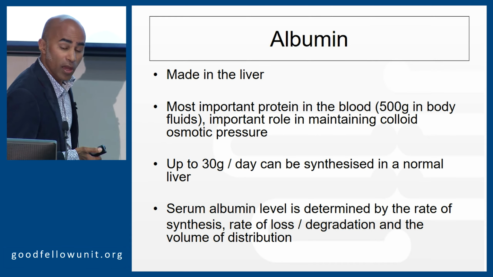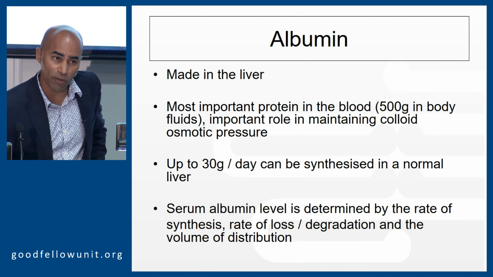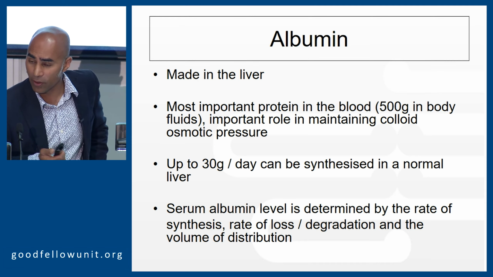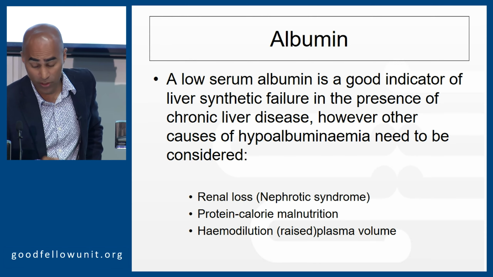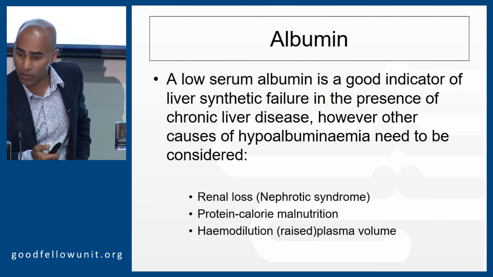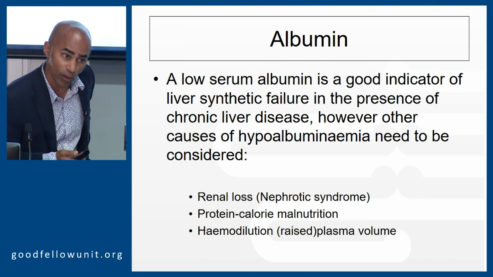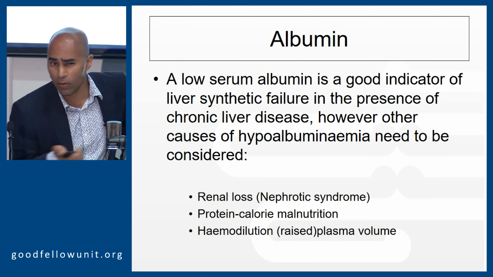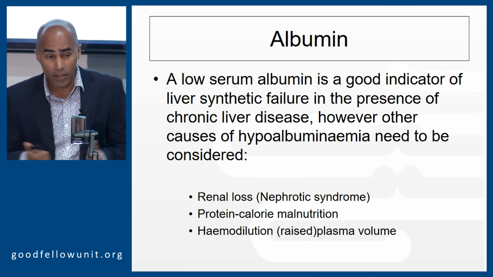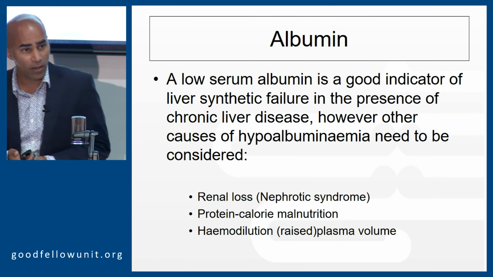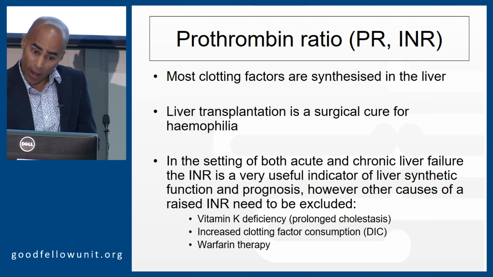Albumin is made in the liver, an important protein, 30 grams synthesized per day. The levels are multifactorial, dependent on synthesis, the volume of distribution, and also loss. So you've got to think about renal loss, malnutrition, and the volume of distribution. Your patient may be overloaded as well. Don't automatically jump to the conclusion that your patient has advanced liver disease because the albumin is low. Think about your overall patient and make sure that you come up with a balanced view.